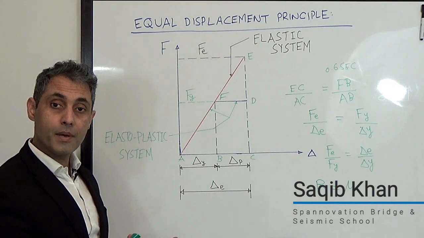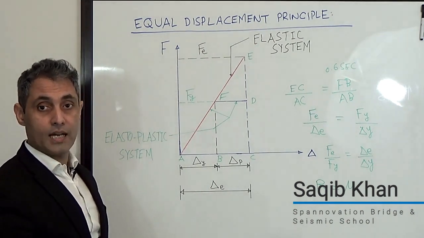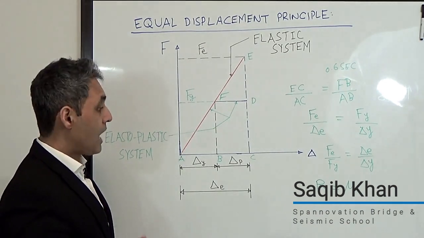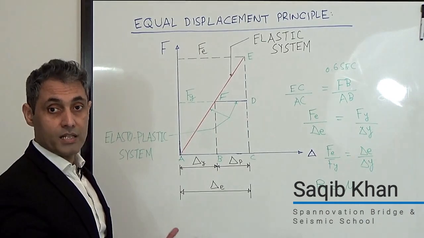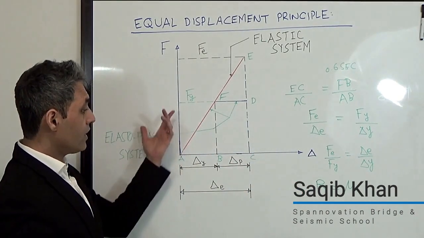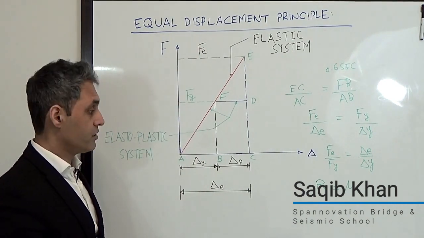What is the penalty I pay? I will have a system which does not behave elastically and will have some damage accumulation. How much damage accumulation? That simply depends on how large the R factor is. Of course, if the R factor is 1 and the system is elastic, there will be no damage.